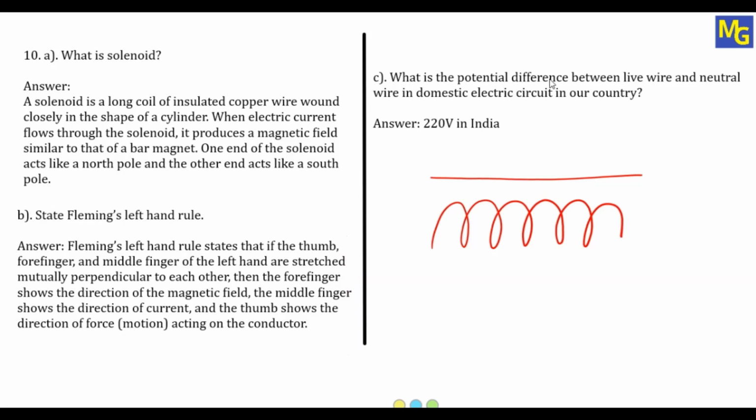Now question C. What is the potential difference between live wire and neutral wire in a domestic electric circuit in our country? So always remember, in India, the voltage supplied in a domestic electric circuit, or we can say the difference between live wire and neutral wire, is always 220 volt. You may have seen in your NCERT book, whatever questions they have asked based on domestic electric circuits, they have given the voltage 220. So remember, the answer to this question is 220 volt in India. Now we will move to the next question.